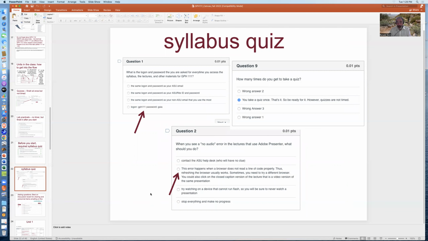Another example of a question is, I don't hear the audio, or the Adobe Presenter isn't playing. What you should do, well, you hit refresh a few times. If the sound doesn't play on the presentation, then you jump to the second slide and you hit refresh and let it play. You basically have to kick it a few times because often your browser doesn't read lines of code correctly. So finish the syllabus quiz.